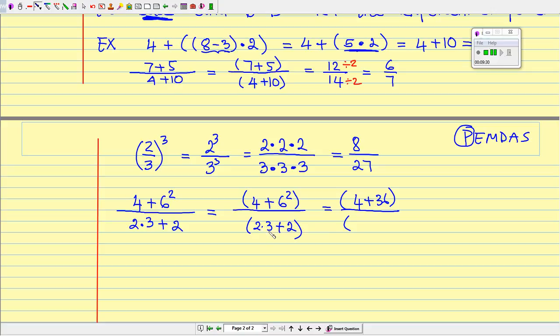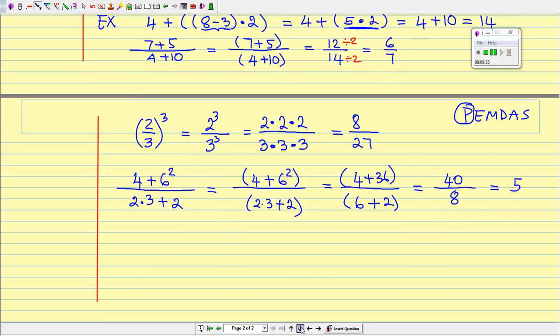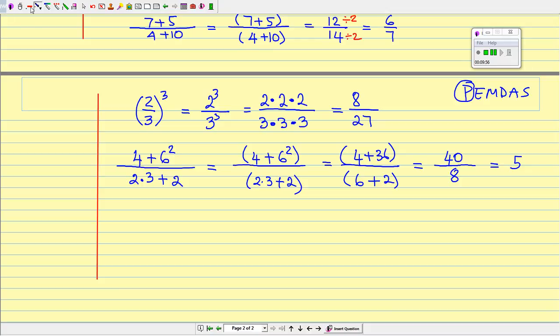And go to the denominator. Inside parentheses, I will take care of multiplication first. So 2 times 3 is 6. And then next, we are going to take care of the addition for the numerator. So that will give me 40. And the denominator will be 8. Now we want to reduce this fraction, so that will give me 5.